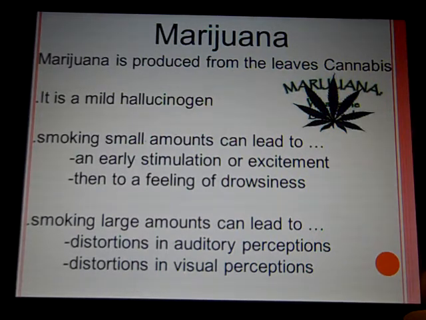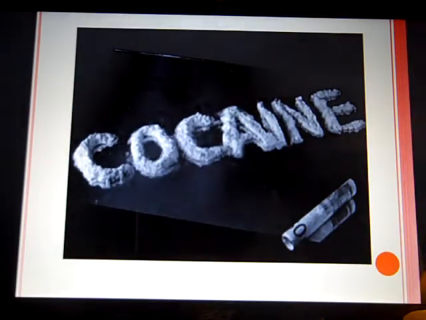But smoking large amounts can lead to distortions in auditory perceptions as well as distortions in visual perception. So in other words, if you smoke a lot of marijuana over an extended period of time, it can impact the way you hear things and the way that you see things. It can distort those perceptions. So, not a good thing necessarily.